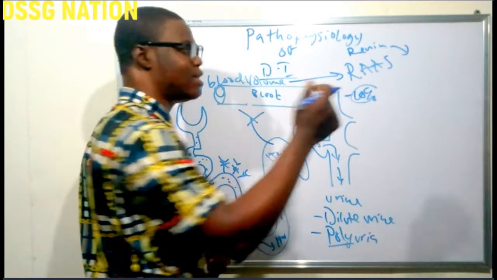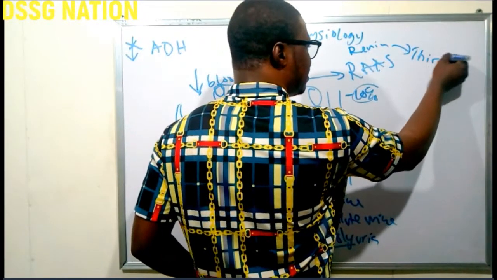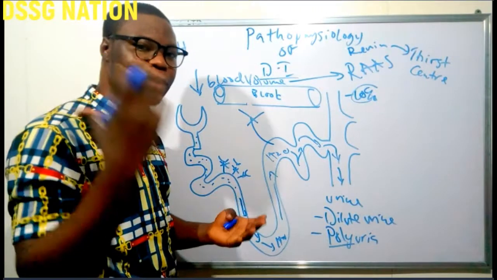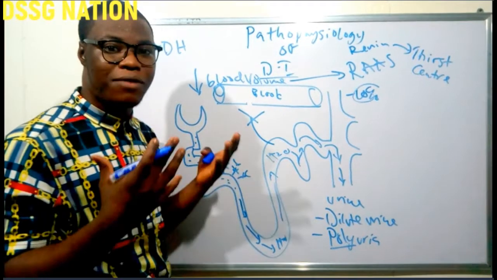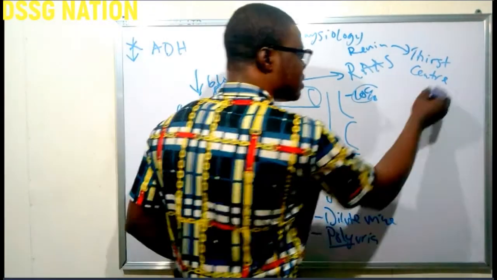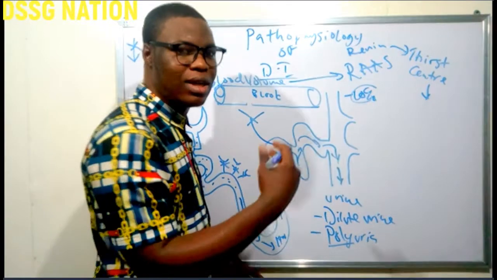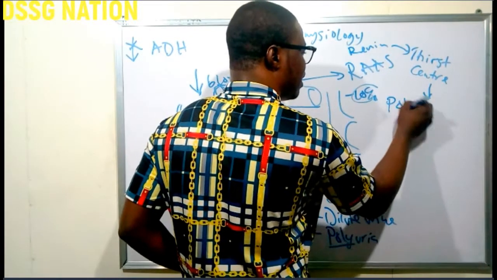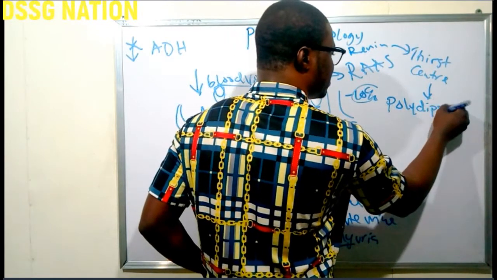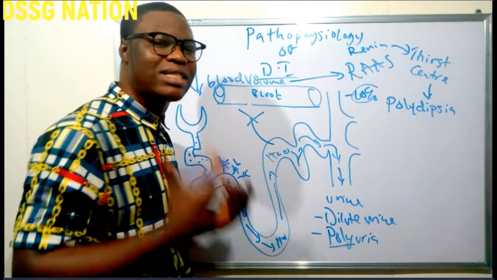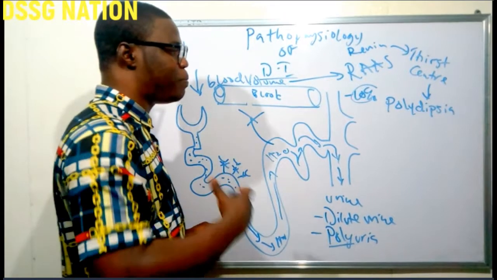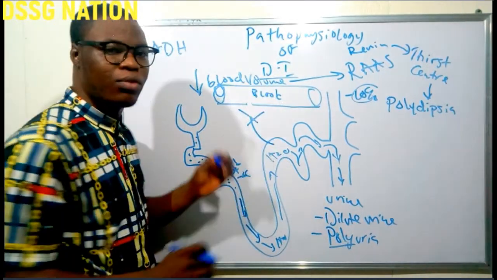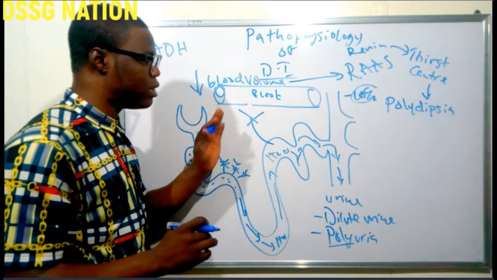And when renin is produced, it is going to stimulate the thirst center of the brain. That thirst center is going to tell the person to drink more water: hey, you are very thirsty, you have to drink water. And the person will be taking an excessive amount of water. This excessive thirst is called polydipsia. Polydipsia means excessive thirst, and that will make the person drink more water excessively.